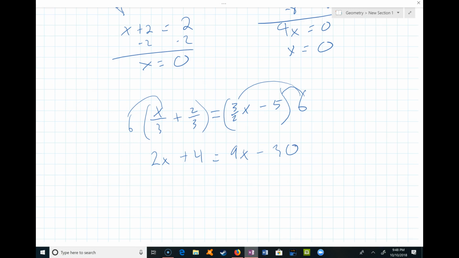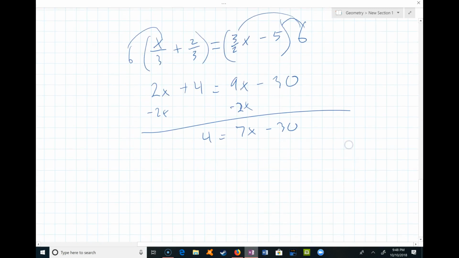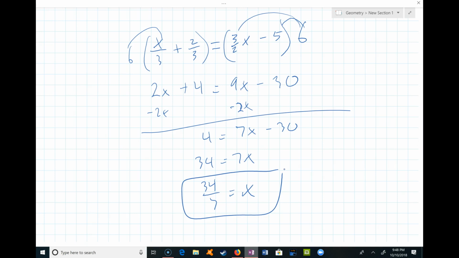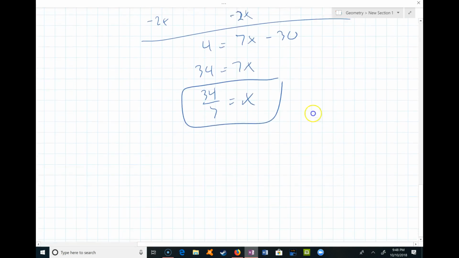So then I go ahead and get the x's together. That'd be minus 2x, minus 2x. And I get 4 is equal to 7x minus 30. Add 30 to both sides, and I get 34 is equal to 7x. Divide both sides by 7. I get 34 divided by 7 is equal to x. And that would be my solution to my equation.